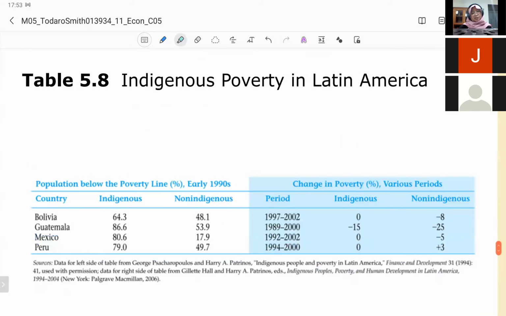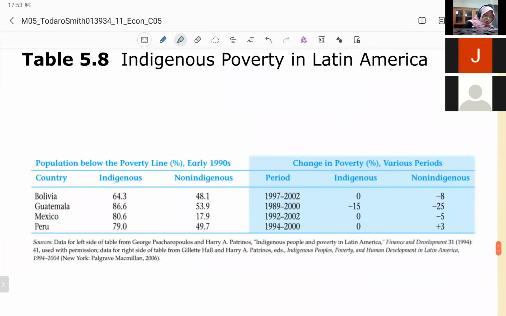So this is the indigenous poverty in Latin America. In Mexico, the people who live below the poverty line, who are indigenous, is about 80%. Meanwhile, non-indigenous, those who live in poverty, is only 17.9%. Okay.